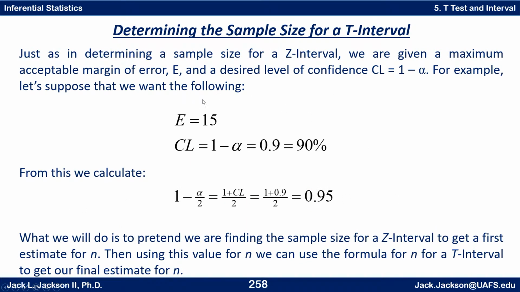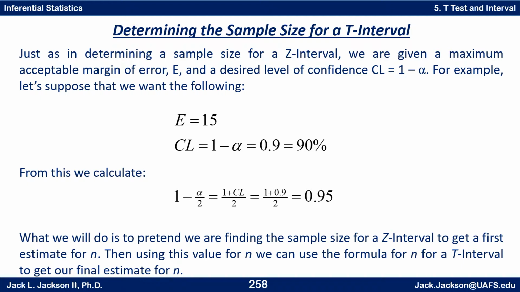So what we're going to do is, just as in determining a sample size for a z-interval, we're given a maximum acceptable margin of error, e, and a desired confidence level, 1 minus alpha, or CL. For example, let's suppose we want the following: a margin of error of up to 15, and a confidence level of at least 90%, 0.9. From this, we can calculate, of course, 1 minus alpha over 2, or in other words, 1 plus confidence level over 2, is 0.95.